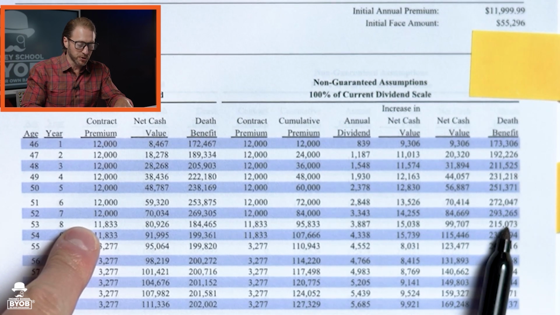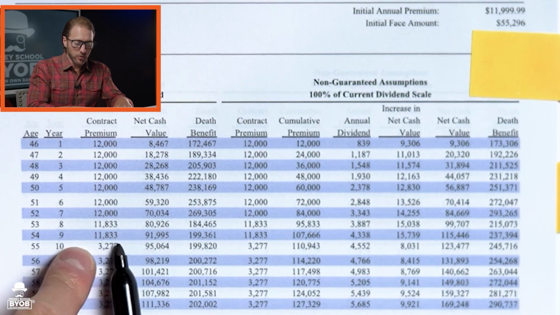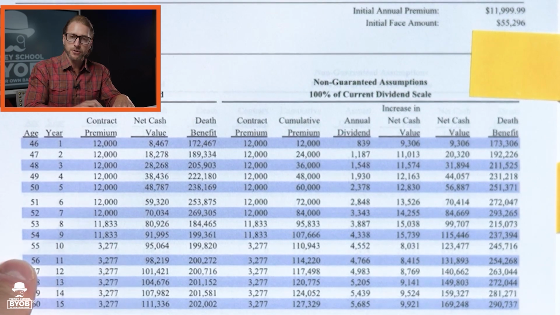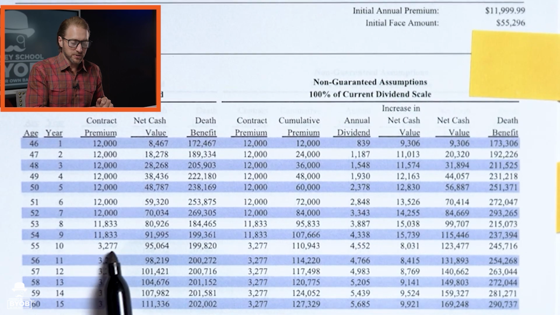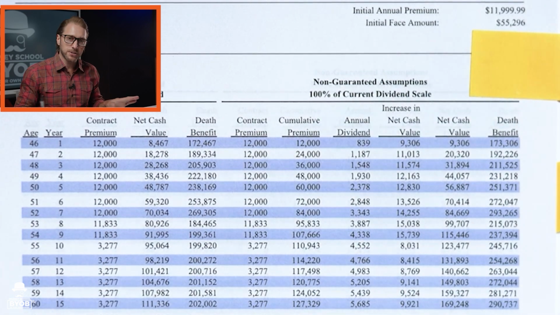That's us getting rid of the term. After that, you got a slightly lower premium deposit for 2 years. Then the 10th year, we drop the paid up additions. So this amount, the $3,277, is the base whole life.